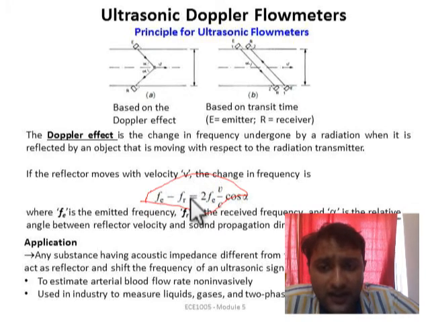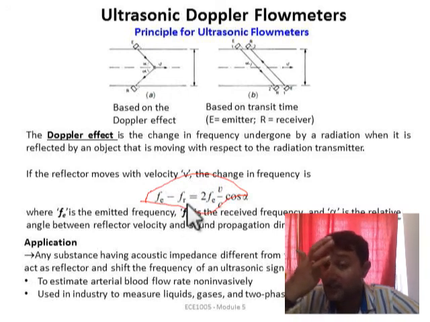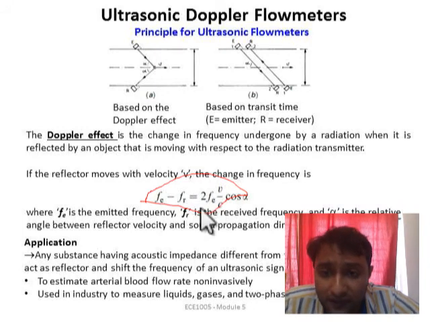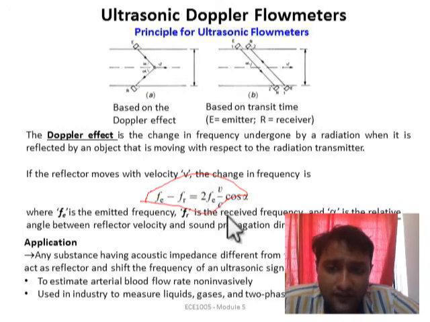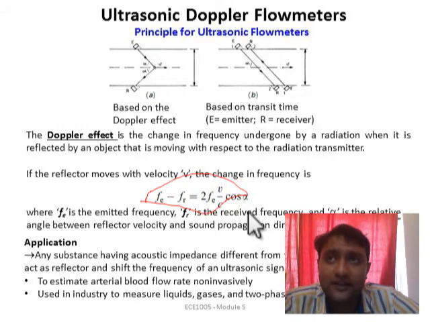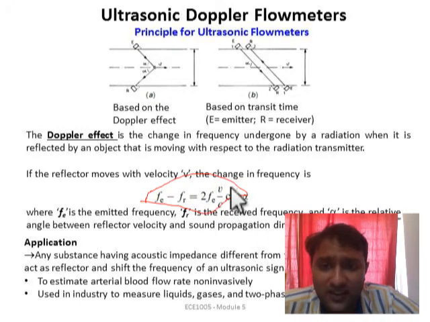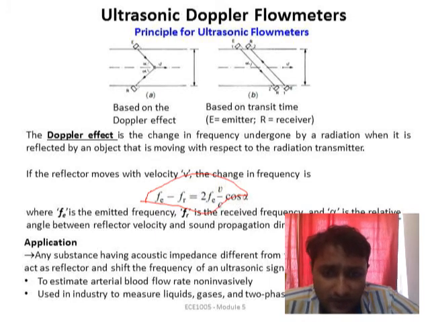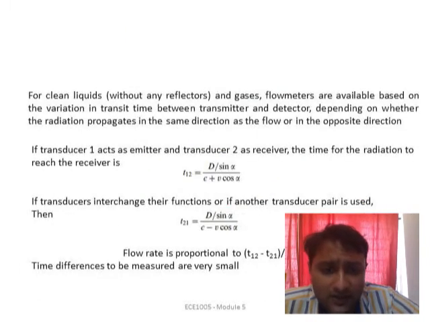The emitted frequency and the received frequency are related by 2 into Fe, that is twice the emitted frequency, times a factor which involves the transit time, the angle of incidence, and also the velocity of the ultrasonic pulse. This principle holds in liquids and also in gaseous media.